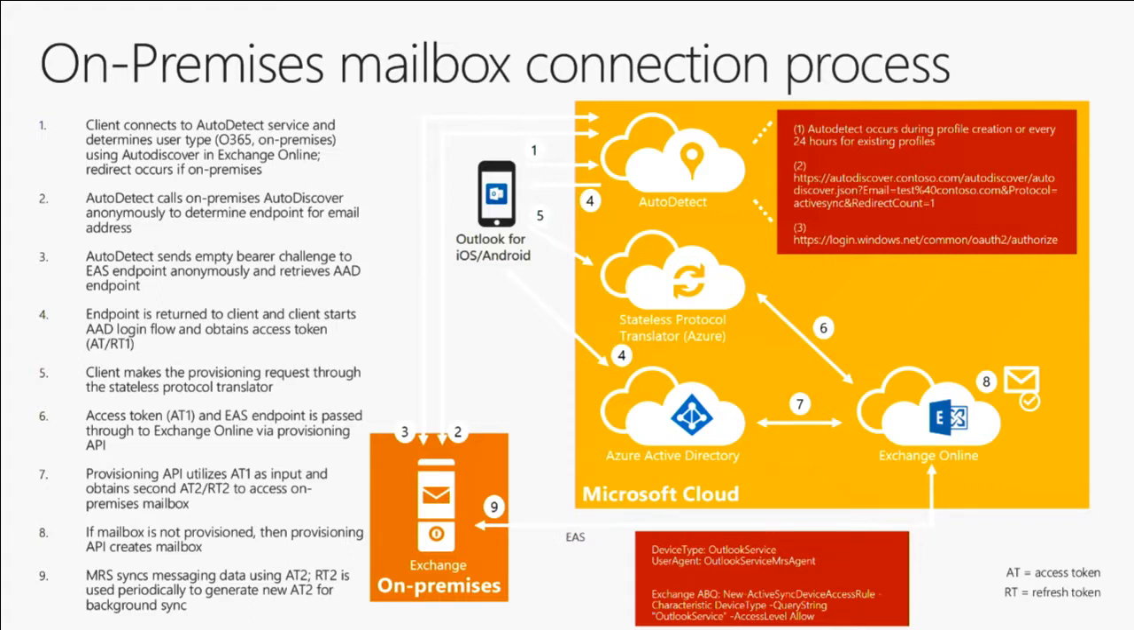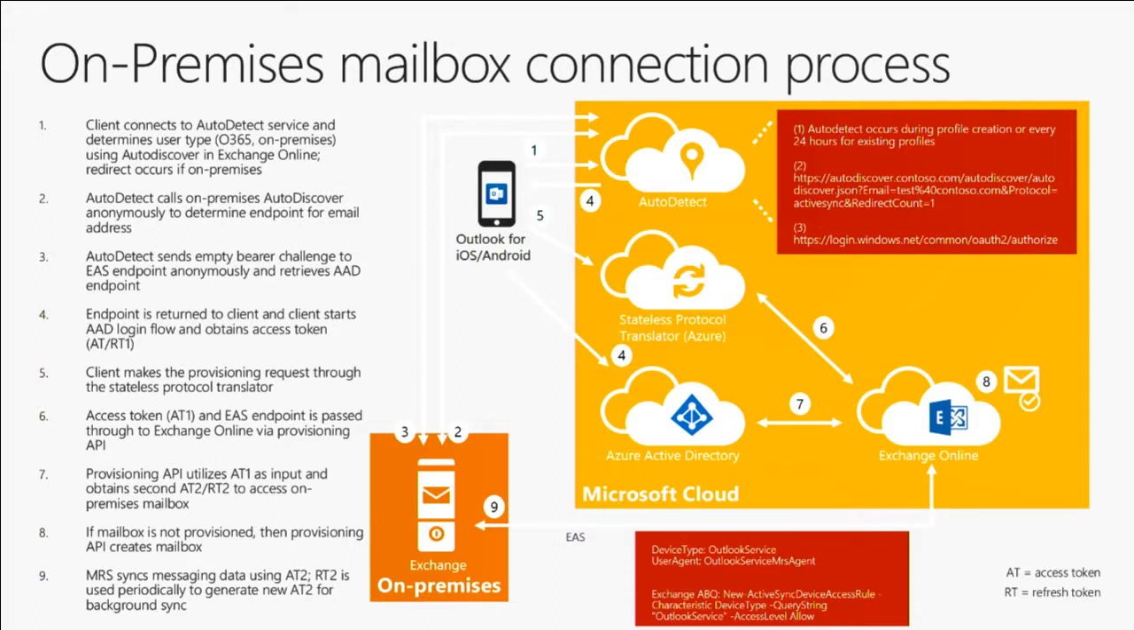Is it an Office 365 mailbox? Is it an on-premises mailbox? Is it a third-party mailbox, etc.? What happens is that the client connects to our Auto Detect service and determines our user type. In this case, we know we're an on-premises user. Exchange Online, we will do a request to Exchange Online. Exchange Online Auto Discover tells us the user's on-prem. We get a redirect to the on-premises Auto Discover namespace.